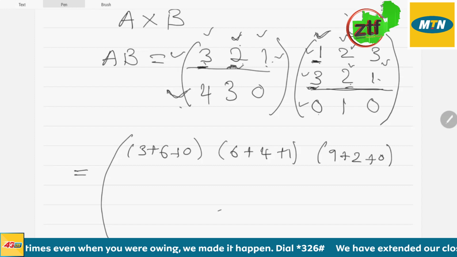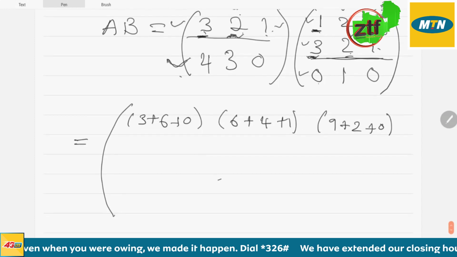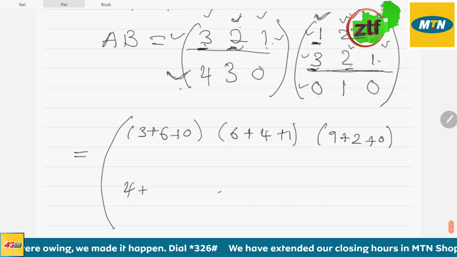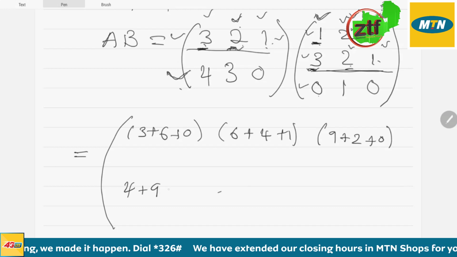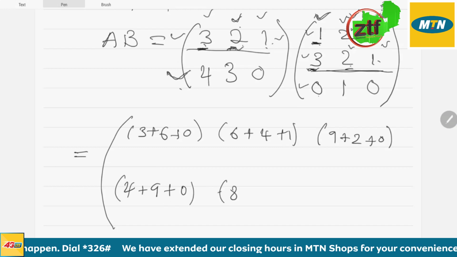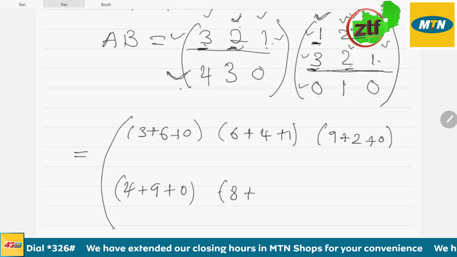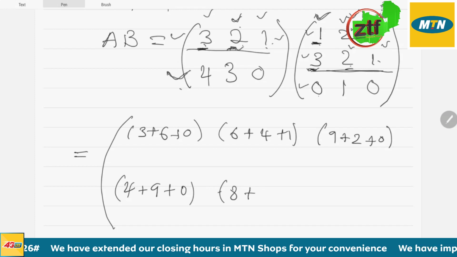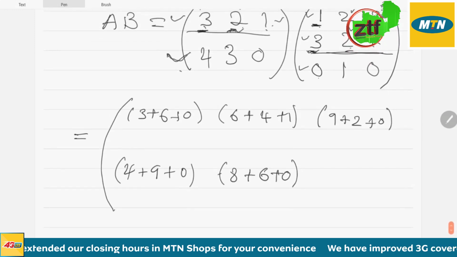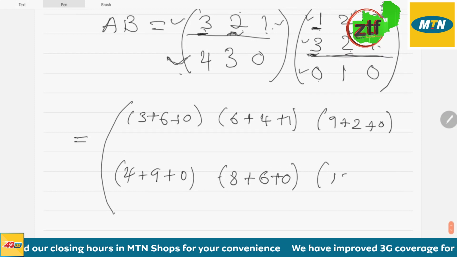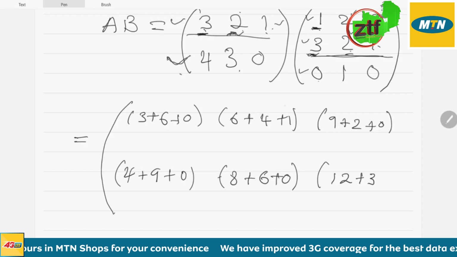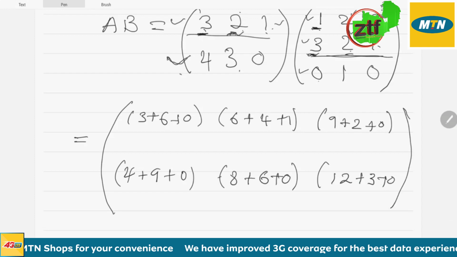we will now multiply elements in the second row by elements in column 1, column 2, and column 3. So we have 4 by 1, we have 4, then plus 3 by 3, we get 9, then 0 by 0, we get 0. Then we have 4 by 2, we have 8, then plus 3 by 2, we get 6, 0 by 1, we get 0. Then we have 4 by 3, we get 12, then plus 3 by 1, we get 3, then 0 by 0, we get 0. So we'll have that.